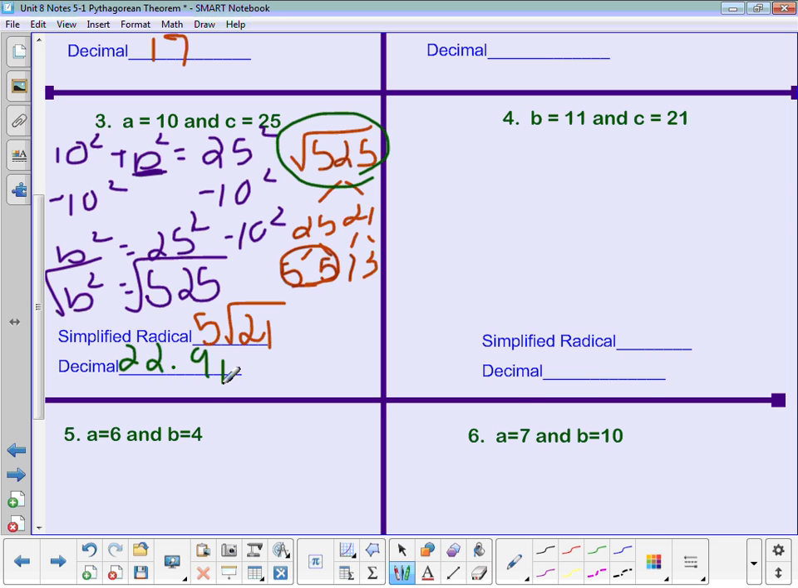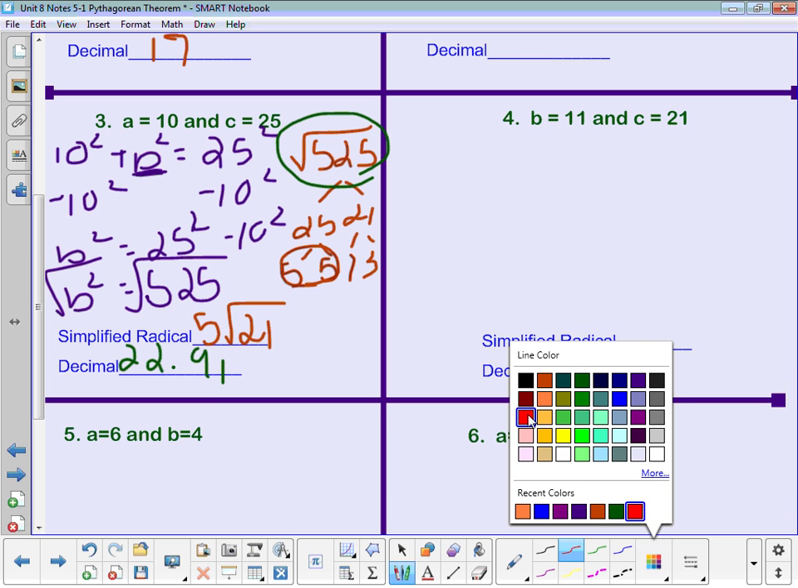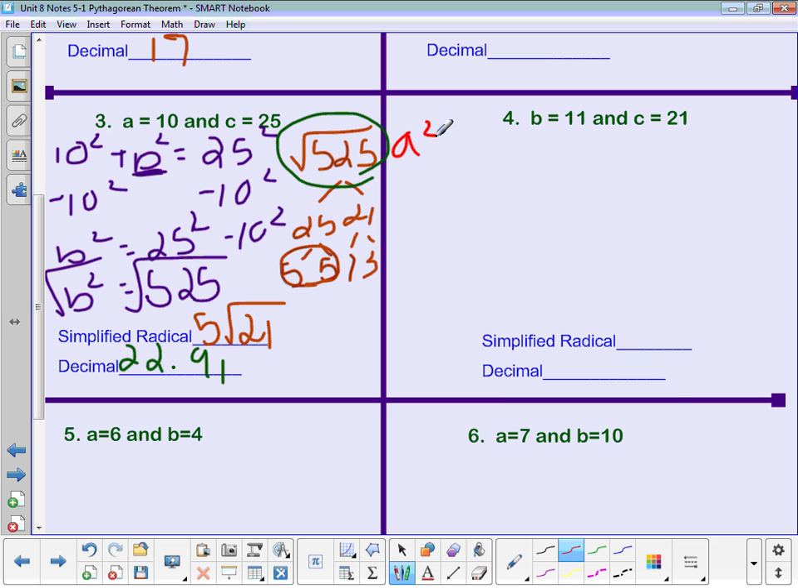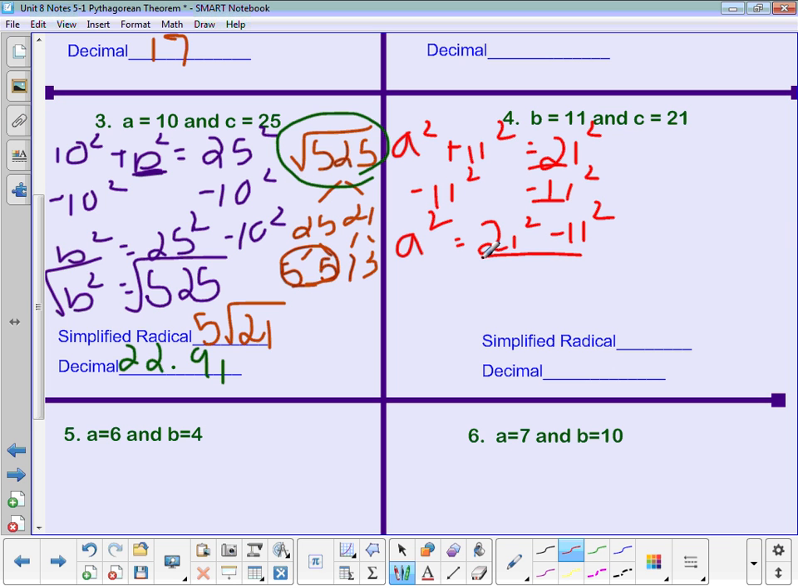Next, let's take a look at number 4. So again, I'm missing one of my legs on this one. So what I have right now is A squared plus 11 squared is equal to 21 squared. So now I'm going to simplify this out. I'm going to subtract 11 squared from both sides. Now notice when I'm subtracting, I'm not subtracting these two numbers until I actually square them. So I have 21 squared minus 11 squared.